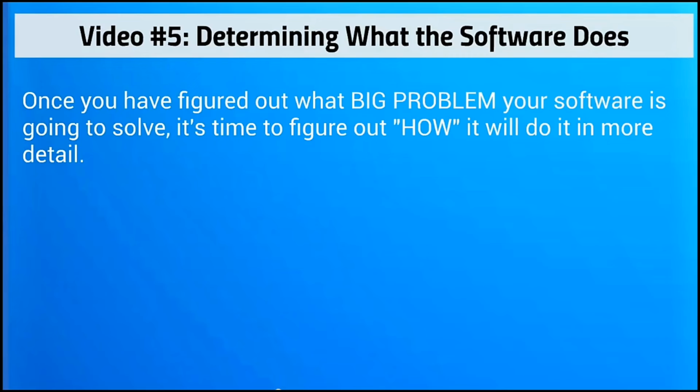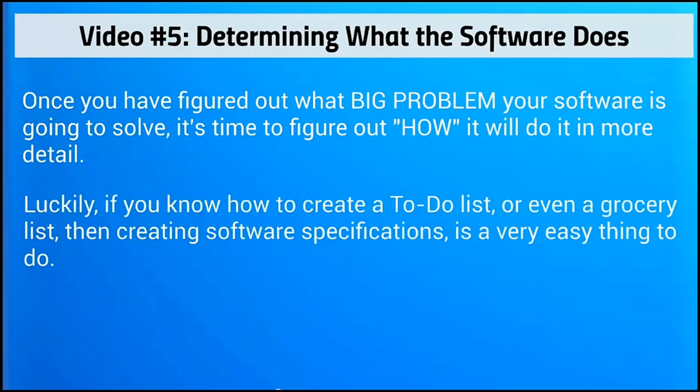So now we need to dig deeper and create what we call a to-do list. If you've created grocery lists or to-do lists, then creating software specifications is actually very similar. It's actually a very easy thing to do once you have figured out what kind of problem it will solve and how it will go about doing that. And that's what we're going to do in this particular video.